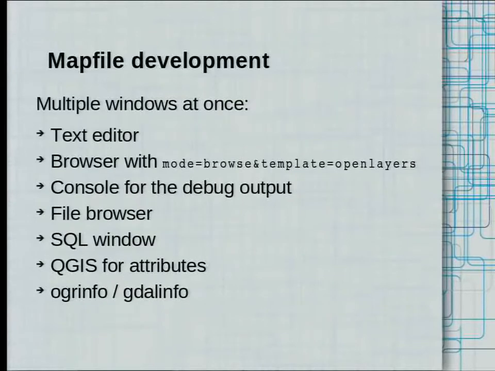For example, when you develop mapfiles, you have to have several tools and windows all around. You need your favorite text editor for mapfile development. You will need a browser to see the result of your changes. You will also need a console open to see your debug output. A file browser or an SQL window so you can test and explore your data, even QGIS to see your data and attributes, or OGR if you're a geek like us.